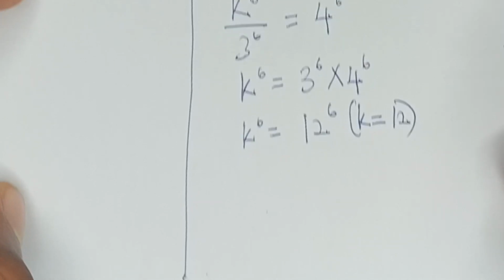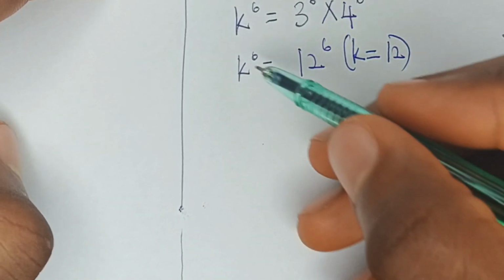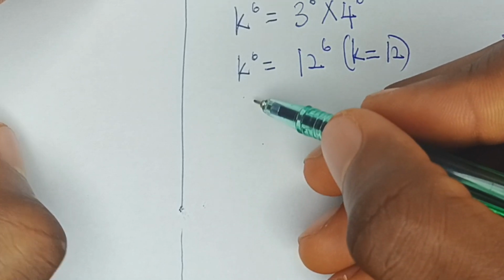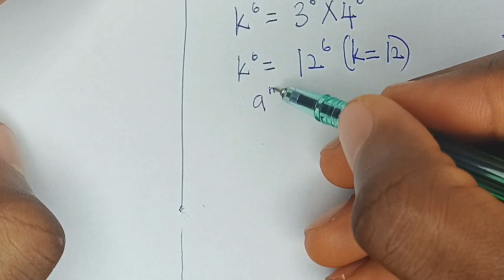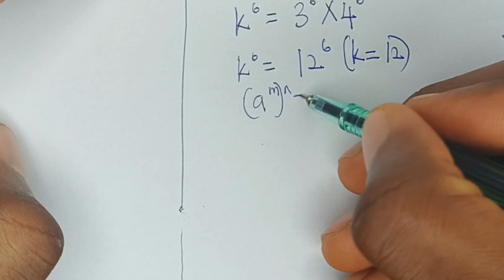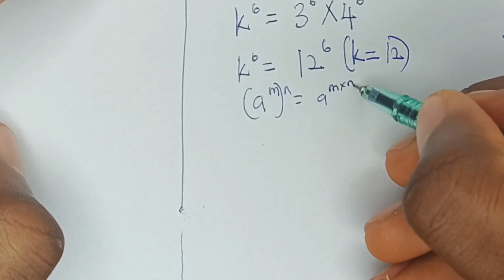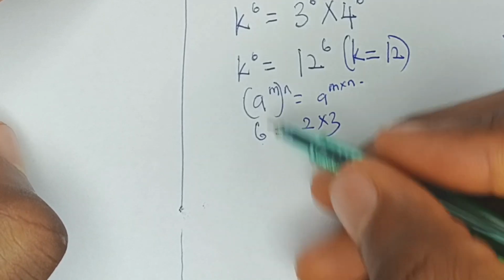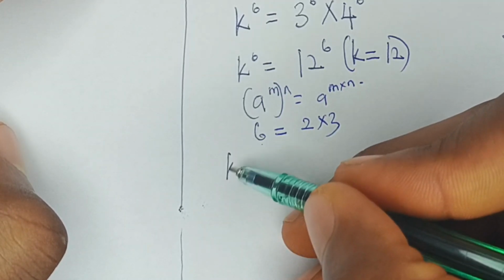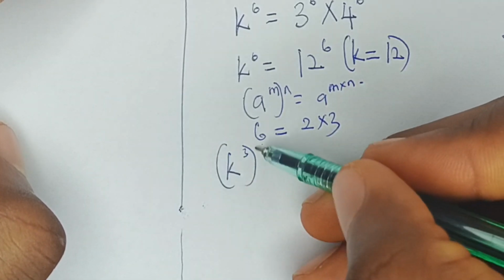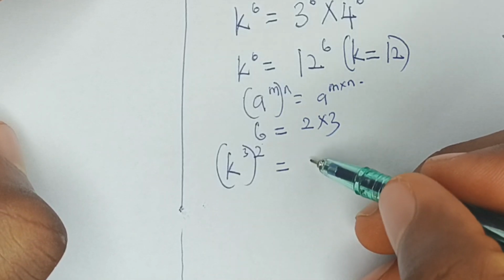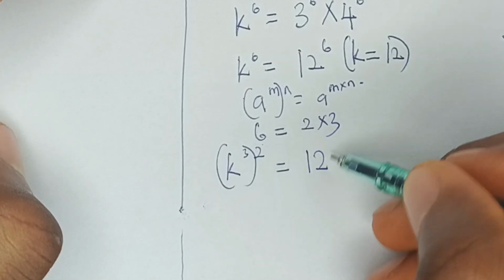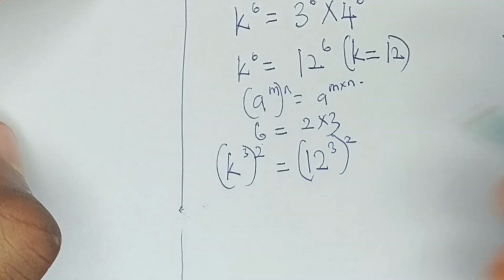Let me show you guys something now. So firstly, we can write this k raised to the power 6 as, because remember from the law of indices that states that a raised to the power m all raised to the power n is equal to a raised to the power m times n. Okay? Now remember that 6 is equal to 2 times 3. So you can write k raised to the power 6 as k raised to the power 3 all raised to the power 2 to be equal to, okay, for this side we can do the same thing. So we say 12 raised to the power 3 all raised to the power 2.